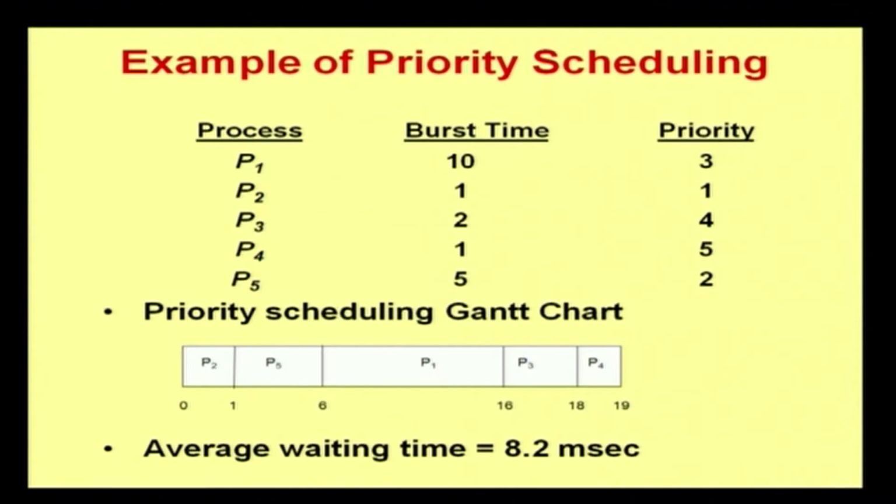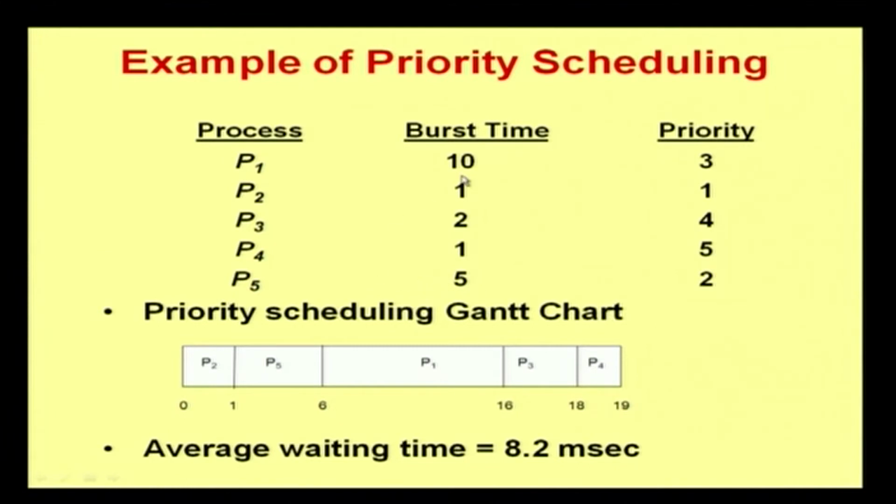So let us see a practical example with respect to priority scheduling. Here are the different sets of processes. Let us consider there are 5 different processes from P1 to P5. P1 takes a burst time of 10 milliseconds to complete. P2 takes a burst time of 1 millisecond. P3 takes 2 milliseconds. P4 takes 1 millisecond. P5 takes 5 milliseconds.